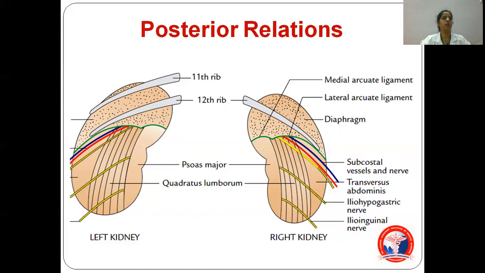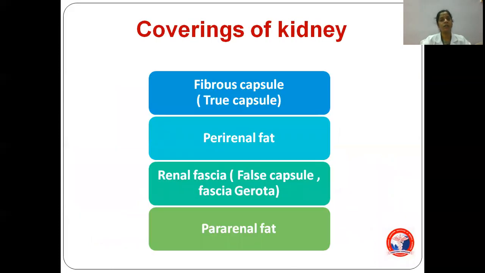What we discussed up to now are the relations, anterior relations and posterior relations. Okay, now we'll move on to the next topic. That is the coverings of kidney. The kidney is covered by some layers. Okay, by 4 layers.